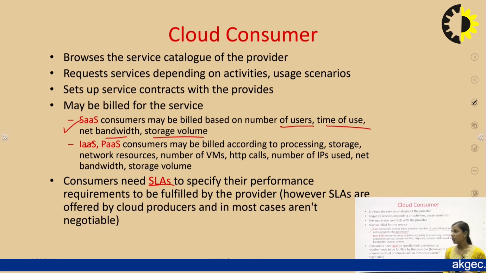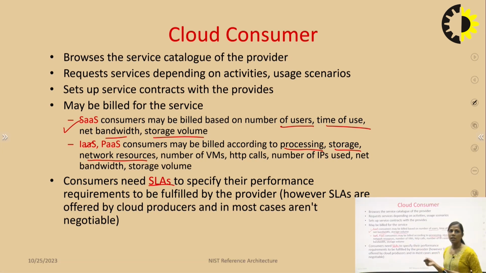Now, infrastructure as a service or platform as a service are charged according to the processing, storage, and network resources. According to how many network resources are required, the services are charged. Then it depends on the number of VMs, the number of virtual machines we require, HTTP calls, number of IPs used, bandwidth, and the storage volume.